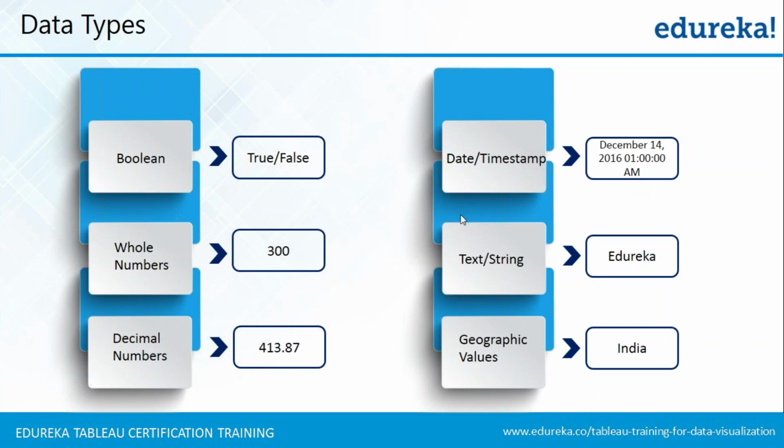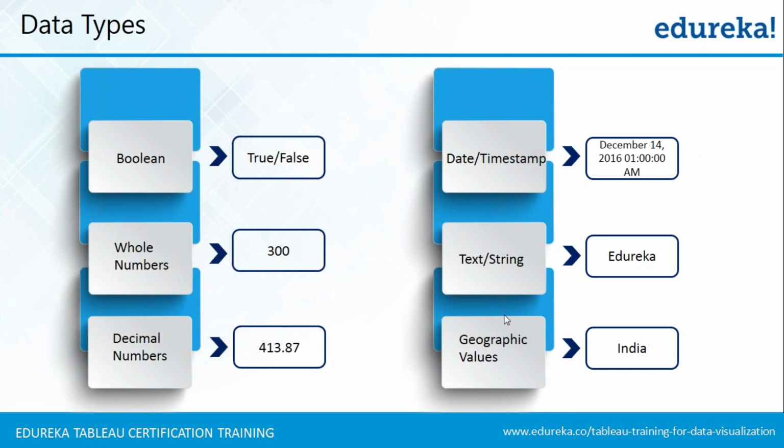Next, it can also represent text or string. And there is one data type which is very unique, which is geographic values. If your field contains something like country or city, Tableau will auto-detect it, and the latitude and longitude measures are auto-generated by Tableau. It will detect it as a geographic value, and this is where you can use the geographic representation in the Show Me panel.